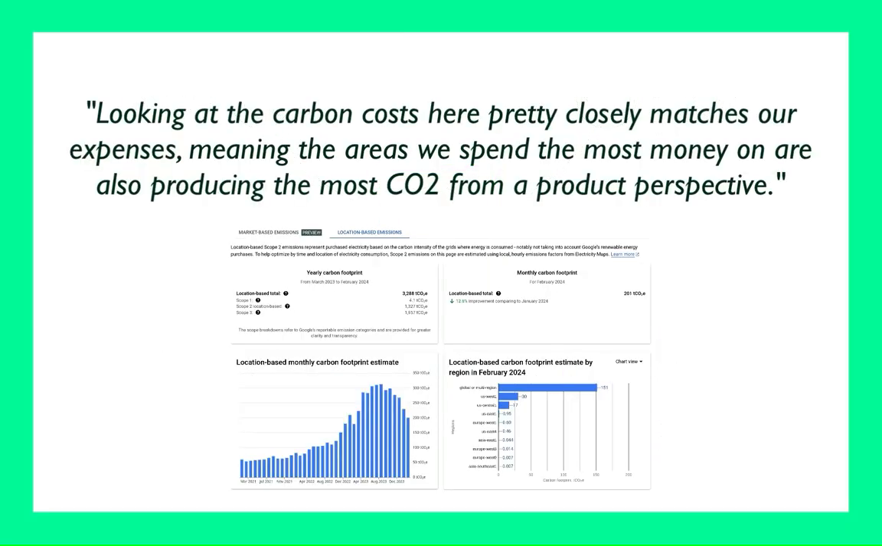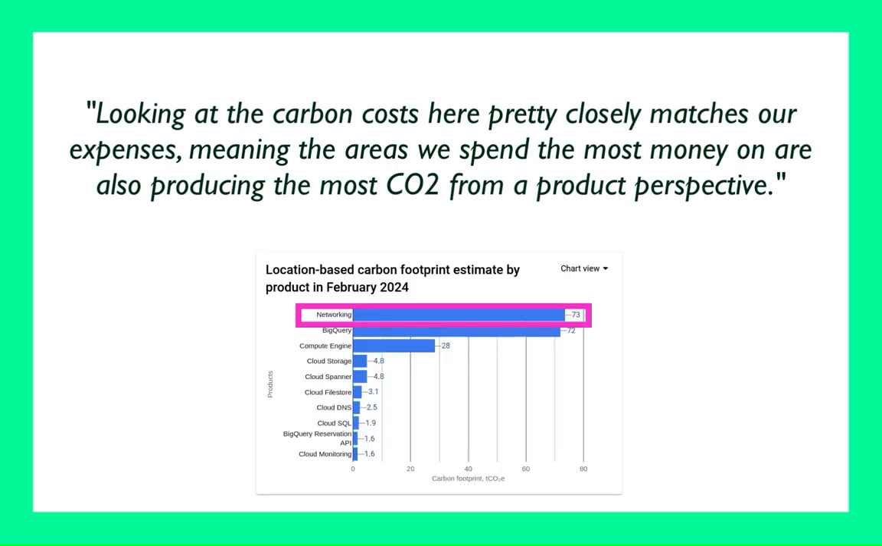An opinion we've heard from both the people we talk to and reports we've seen from cloud providers such as Amazon is that cloud spend is one of the better proxies for calculation of energy usage. As one staff site reliability engineer we talked to said, looking at the cloud carbon dashboard within GCP, the carbon costs closely match expenses, meaning the areas we spend the most money on are also producing the most CO2 from a product perspective. In this case, the highest estimate seemed to be networking, which makes sense. Within their company, they spend a ton on ingress and egress traffic from the CDN and services.